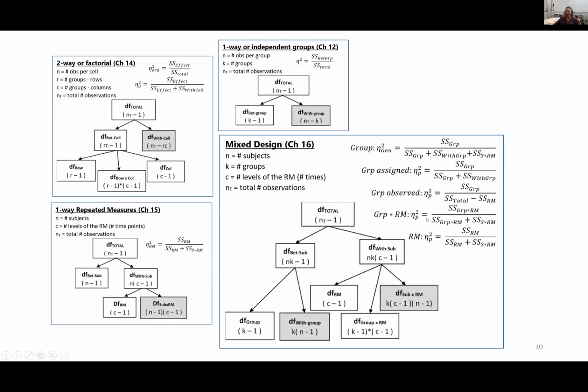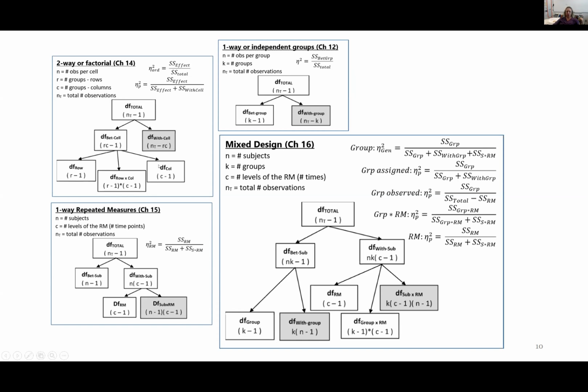So we're going to start with our degrees of freedom tree. It splits the same way our sum of squares does. We're going to start with the total and divide it into between subjects and within subject. That first branch looks like our repeated measures tree. Then, between subjects, we're going to further divide what's due to groups and what's within group, between groups and within groups.